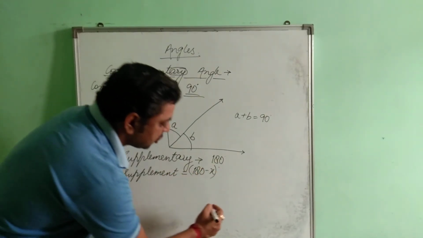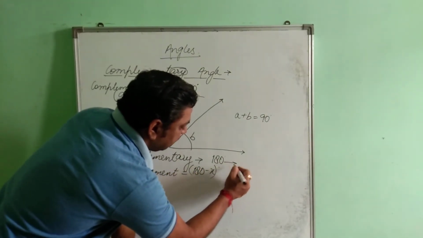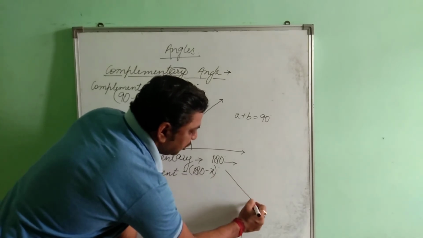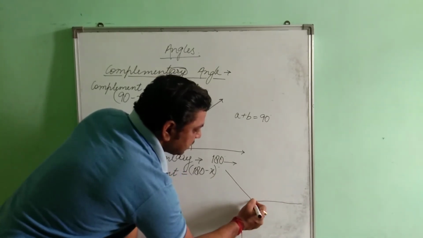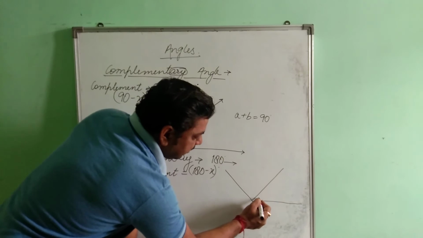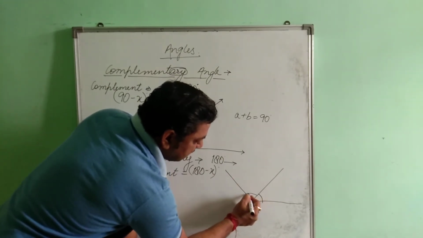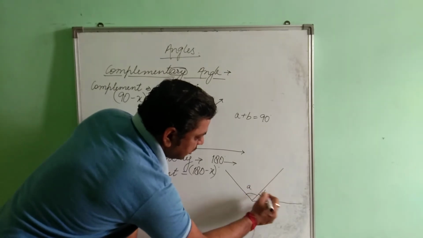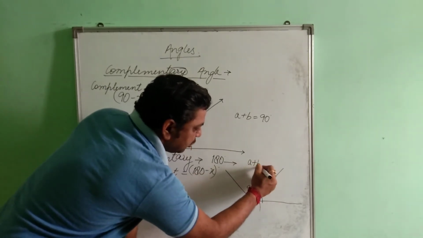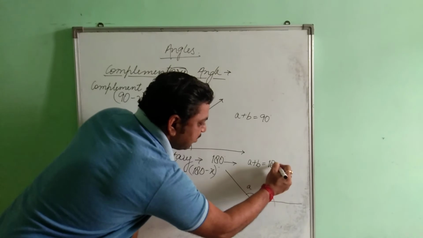Now, in the case of your supplementary angle, this is your one ray, this is your second ray. Clear? Then this angle and this angle, this is your A, this is your B. So it means that A plus B should combine to make an angle of 180 degrees.